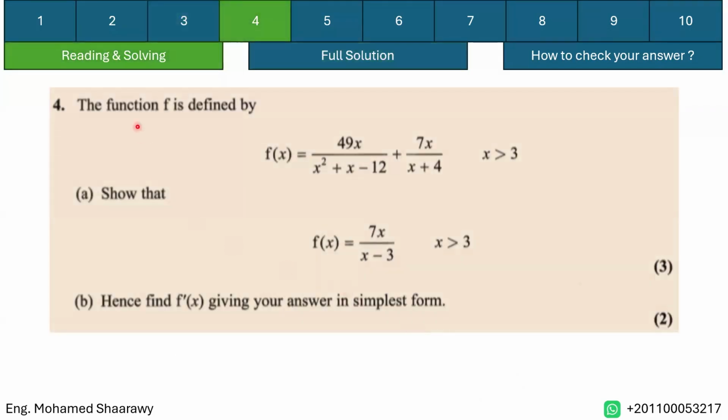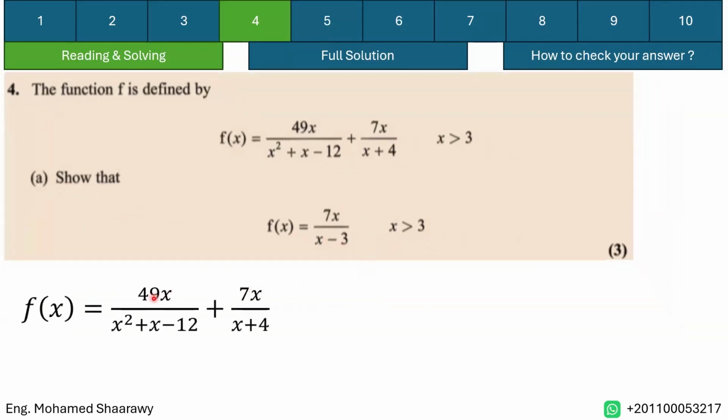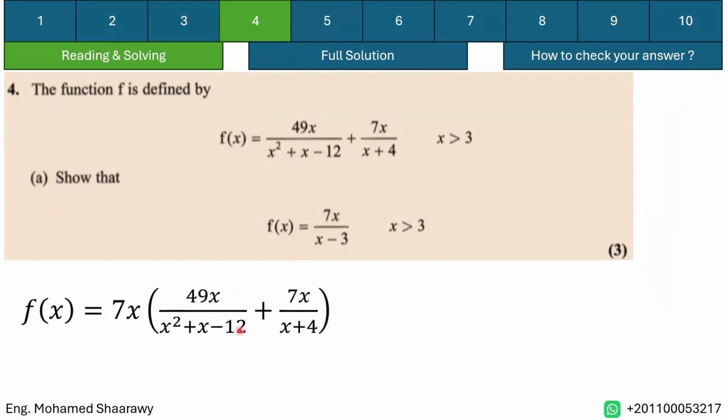Okay, in question 4, it says, if f of x is written like this, show that it can be written like this. The first thing I saw here is that 7x is here and 7x is here. So I took 7x as a common factor first, because it will remain in the last step. This makes this 7, and this will be 1.